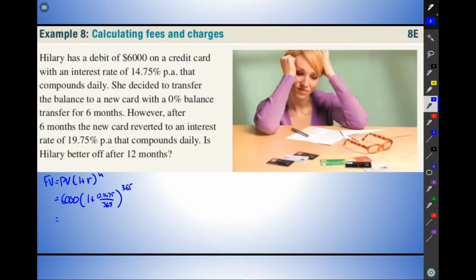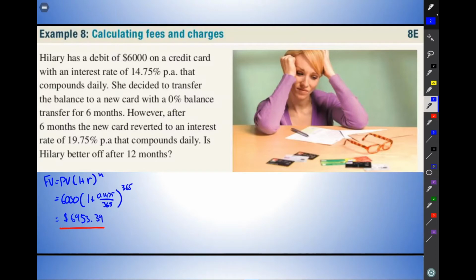And we just put this line exactly as it is straight into our calculator. And if you round your answer off to 2 decimal places, it should look something like this. So after 1 year, her $6,000 debt has increased to almost $7,000.